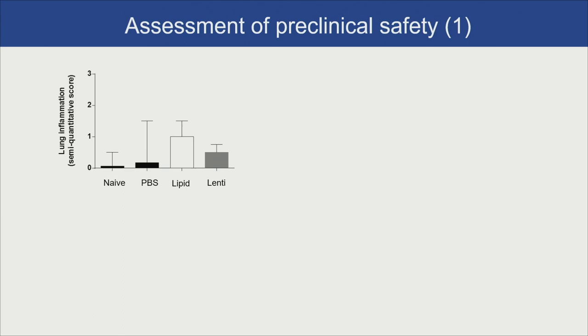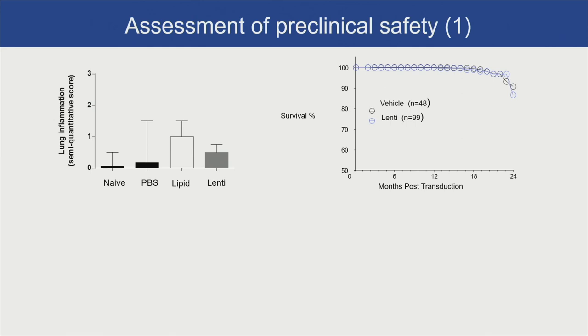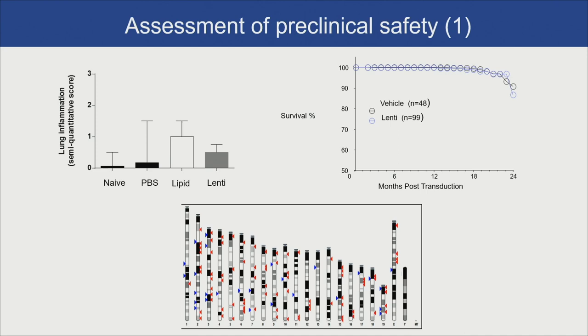And here are a cohort of 100 mice that have been treated with our lentiviral vector, followed over a couple of years compared to the vehicle, and you can see we see no issues. Next thing we did was what you'd expect us to do, which is to look at the integration sites across the different chromosomes. It is randomly integrated. There are no hotspots, but I will come back to this topic a little bit later.